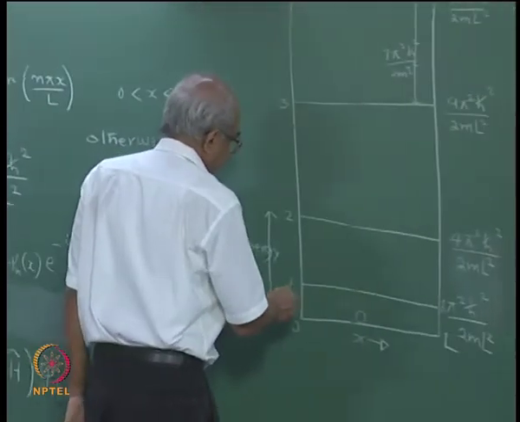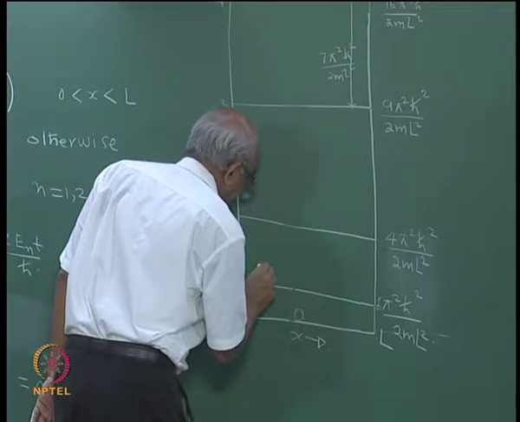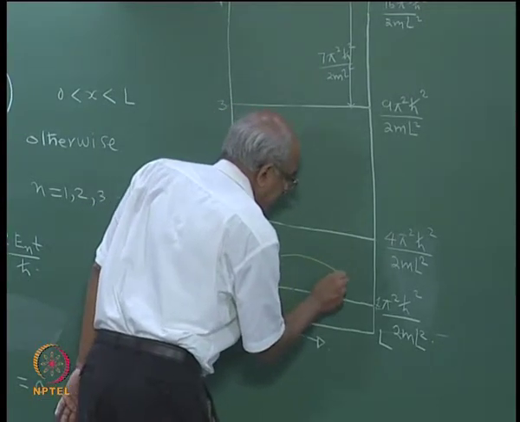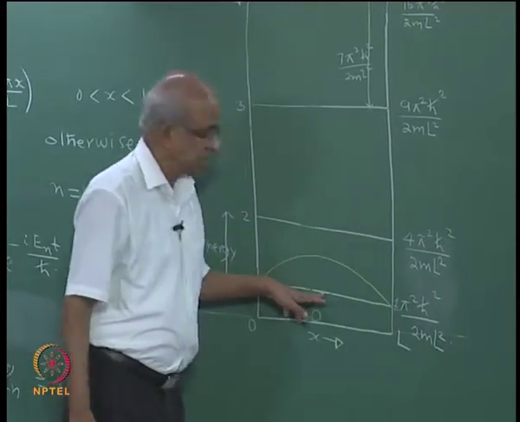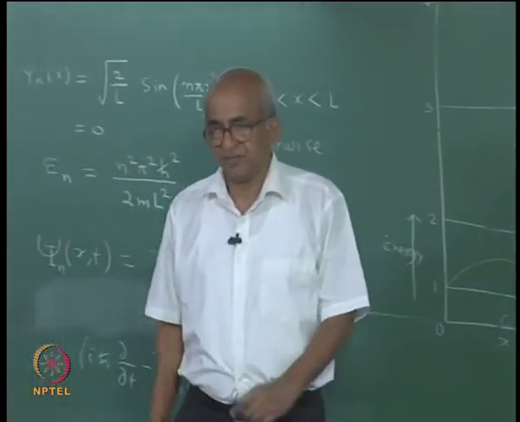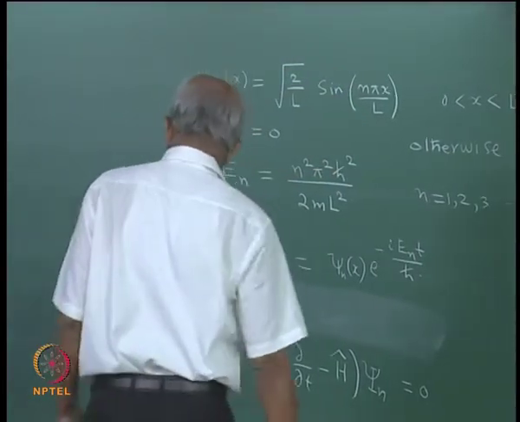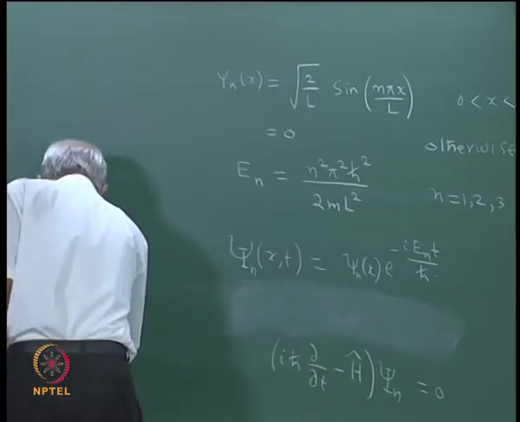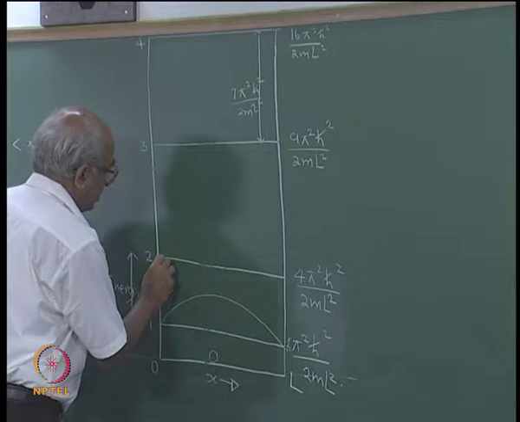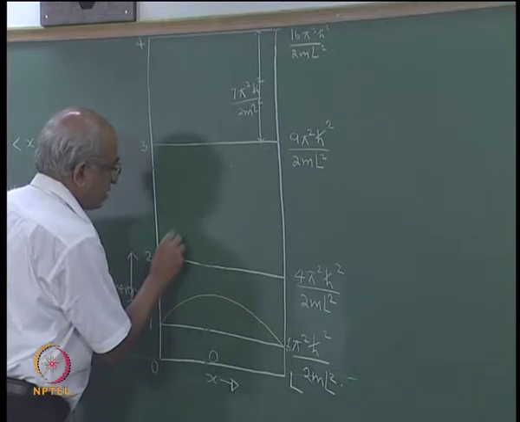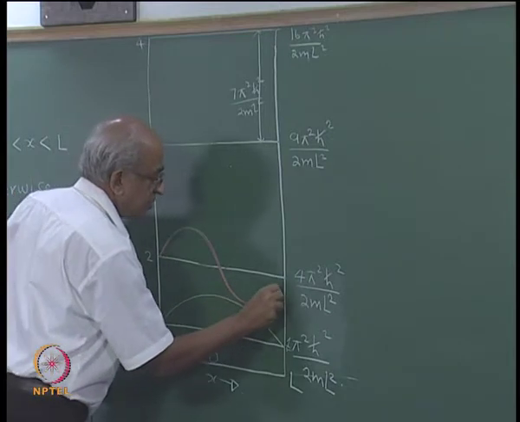The wave functions, the way I am going to draw them, are represented here. As far as this function is concerned, that will be the wave function. It is 0 there, it is 0 there, and the maximum value is right in the middle. The next state I will represent with a different color. The wave function will look like this. It has a node right in the middle, so it would look like that.